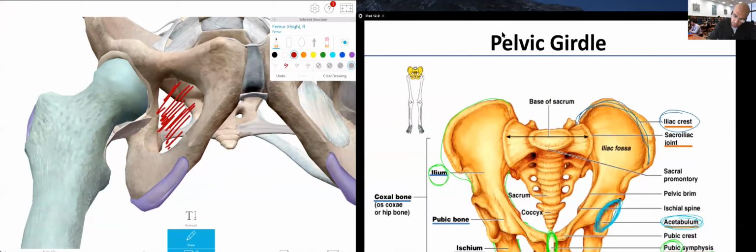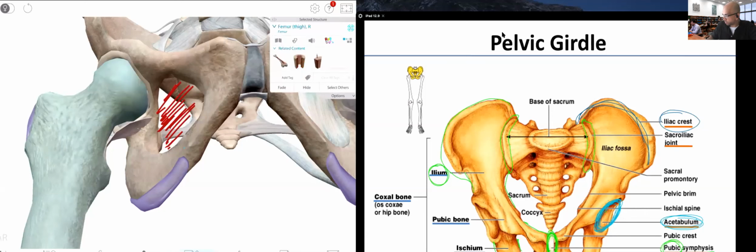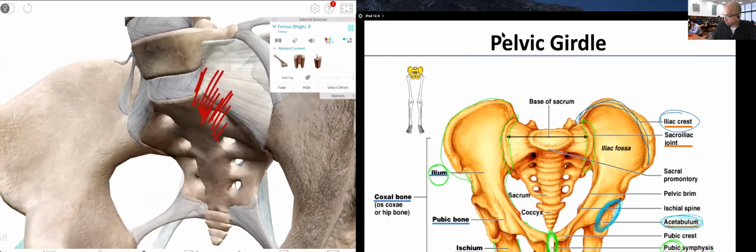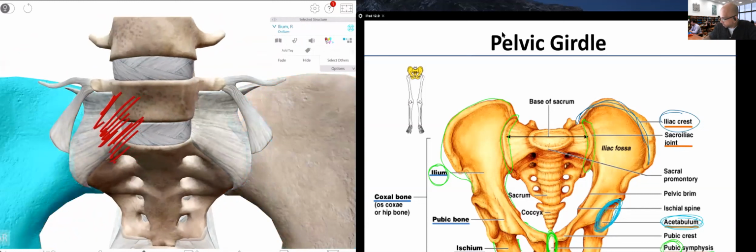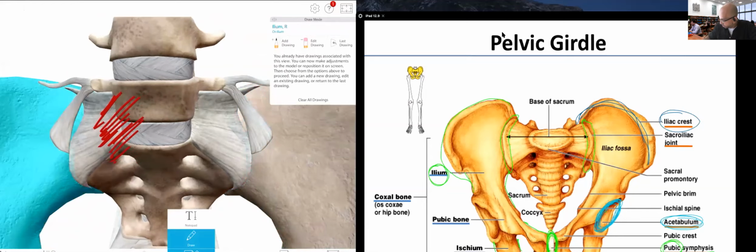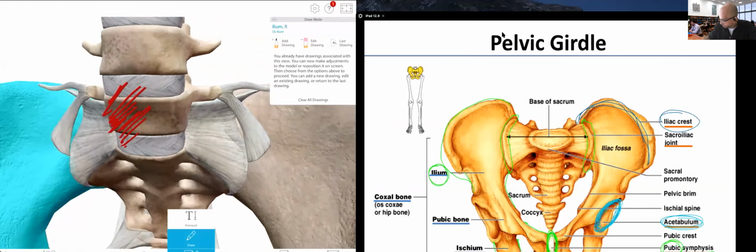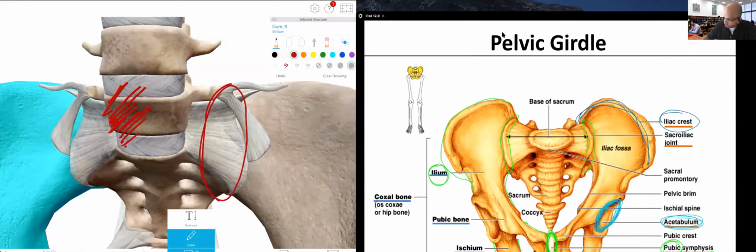The two joints that will be located between the sacrum and the iliac bones, those are my sacroiliac joints on both sides of the sacrum on here.